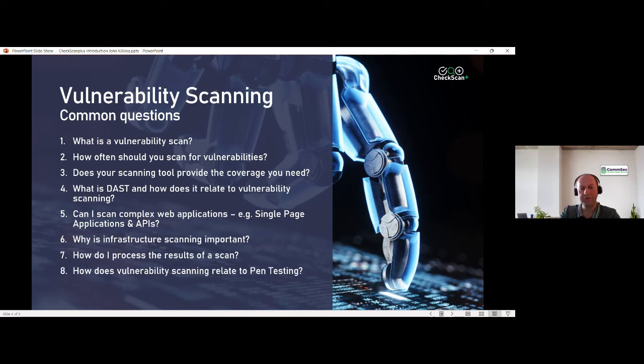And lastly, how does vulnerability scanning relate to pen testing? These are two common terms used, and sometimes people are a bit confused about which is which and which is more applicable in a certain situation. Pen testing has its advantages. An experienced tester using manual techniques will find things that a vulnerability scan may not find.